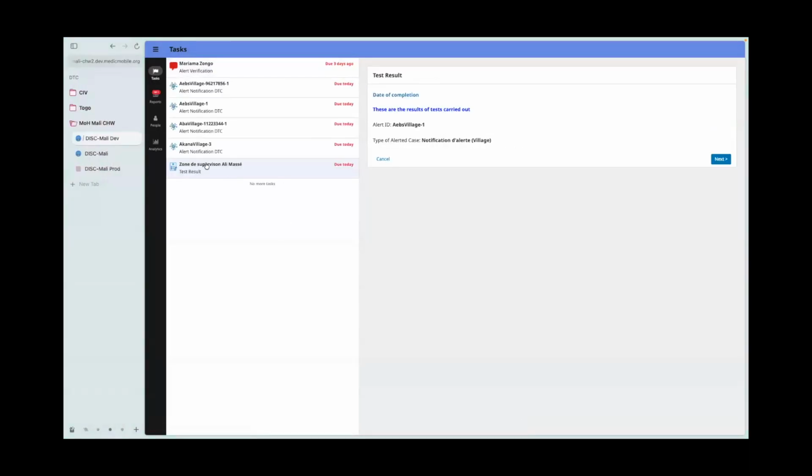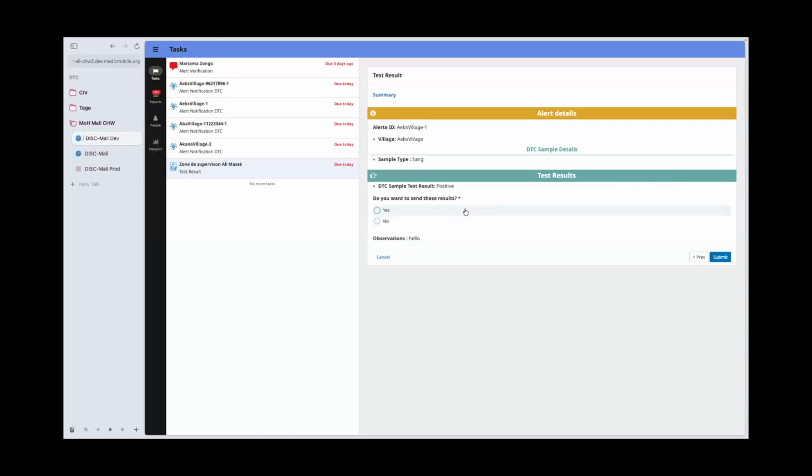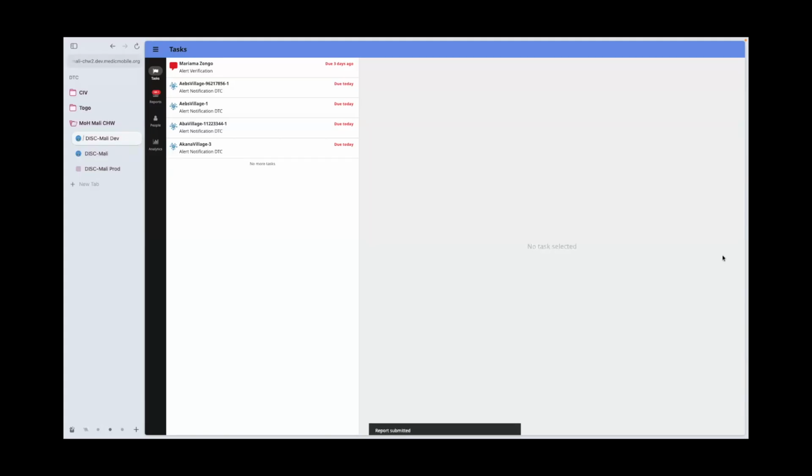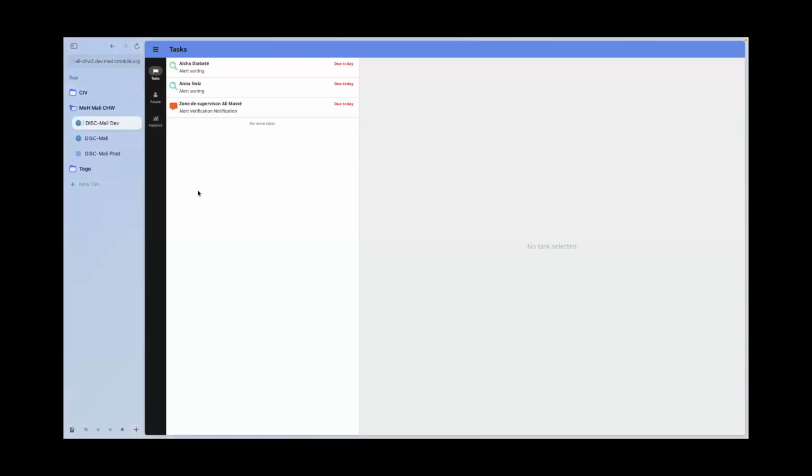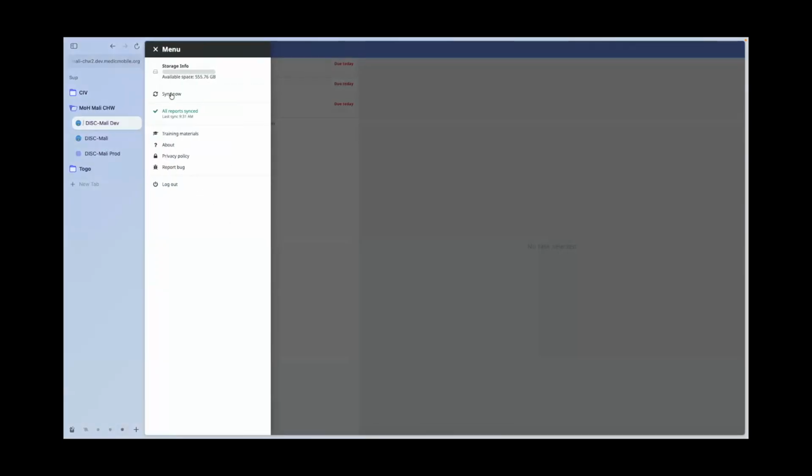And the last part of this demo is the test result. It's the same thing. Once he receives the test result, he will just fill in the health, the DTC. He will just fill in the test result saying that it is positive, with his observation. I'm trying to click on next. And do you want to send the result? He will say yes. And what will happen? Everybody will receive the result here. So if I refresh, the supervisor will receive the results.